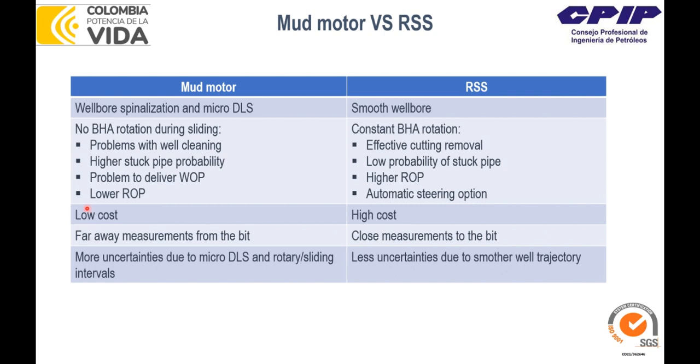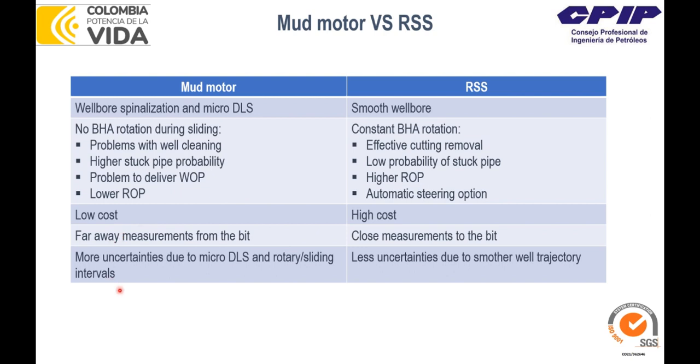Also, the big disadvantage is that the mud motor doesn't have any electronics inside, so it normally increases our distance from the bit to the measurement. The sensors are farther away from the bit. With the RSS, we have closer measurements to the bit. Most RSS have some at-the-bit measurements, like for example gamma ray at the bit, inclination at the bit. So we don't have such an option with the mud motor.